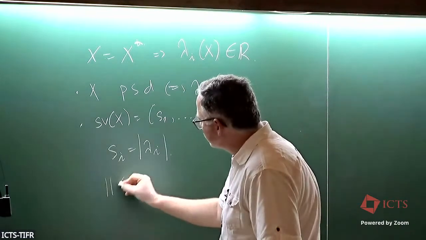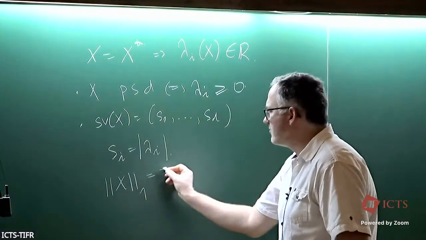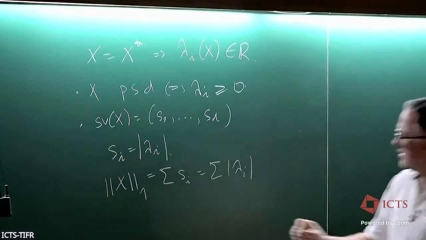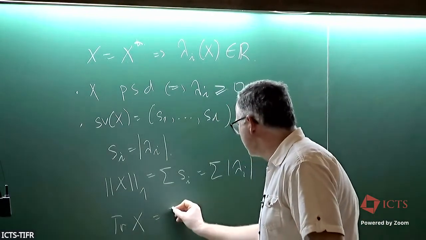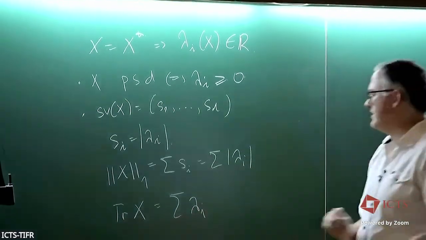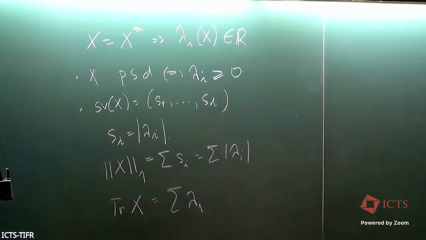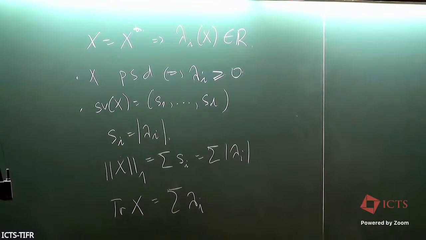So the one norm of X, the nuclear norm, is the sum of the singular values, so it's the sum of the absolute values of lambda i. And the trace of X is just the sum of the lambda i's without the absolute values. This is a very trivial computation, but it's important because I can express this positive semi-definiteness in a metric way with tensor norms, with the nuclear norm. So this is how you can say something geometrical about your matrix X in a metric way with the nuclear norm.